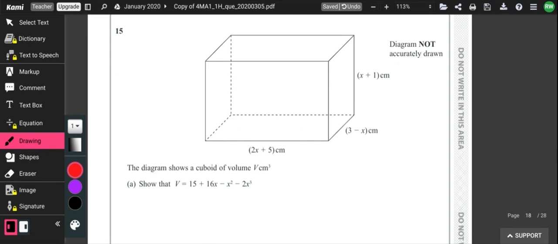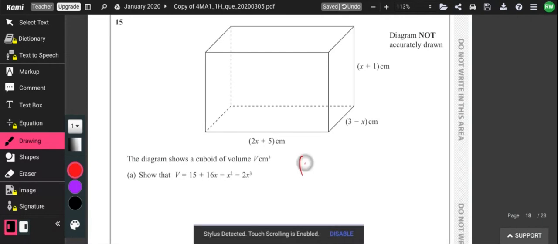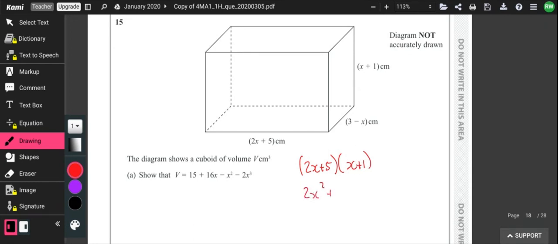Question 15, we have a volume of a cuboid, and we have to find the volume. So we're going to multiply out all of these brackets. So we're going to do 2x plus 5 multiplied by x plus 1, and that gives us 2x squared plus 2x plus 5x plus 5.